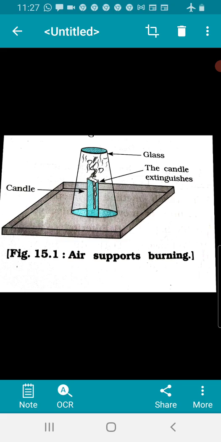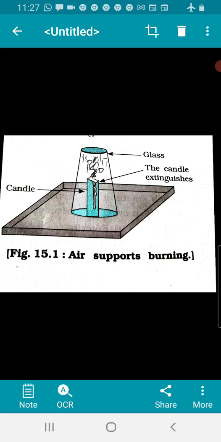So it burns, and then it is extinguished. Most of the component is used up by the burning candle. However, the other candle is getting continued supply of air. This component of air which supports burning is known as oxygen.